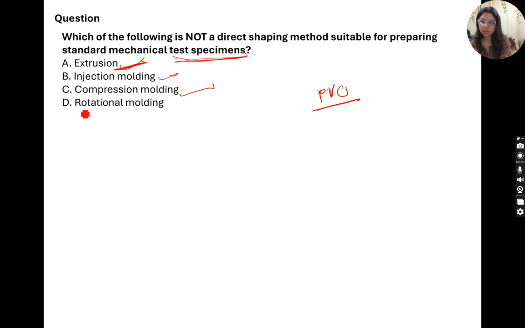Only if we look at rotational molding, it is a different term. This molding process cannot be used for forming test specimens. That's why the not direct shaping method is D, which is rotational molding. Let us look at what rotational molding is.